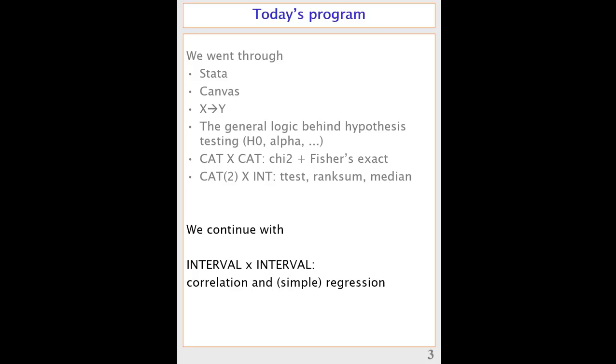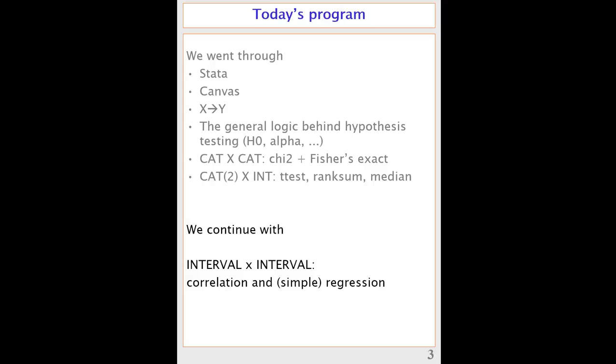For today, lecture number 5, a new topic and a separate module in the Canvas website, and that is this one. In gray there, all the stuff that we went through already, so all that we know. Stata, Canvas, nothing new. X's and Y's, we knew that beforehand too. The general logic behind all these tests, we've seen that before. 2 categorical variables, we know what to do there.